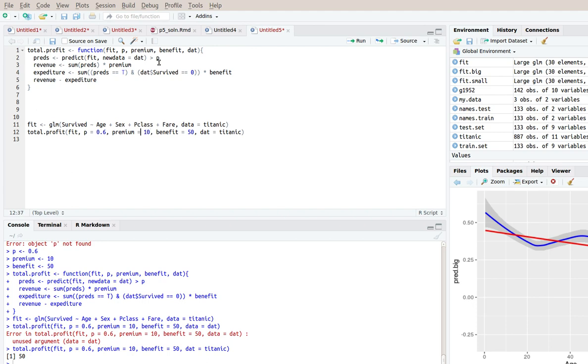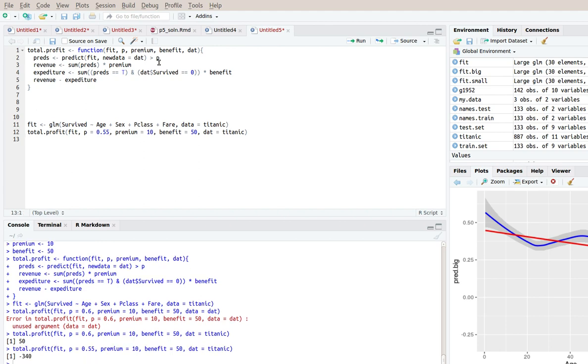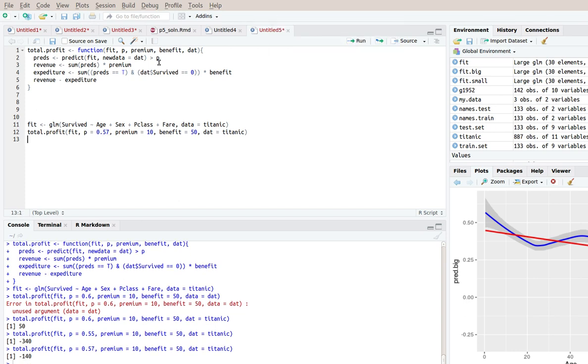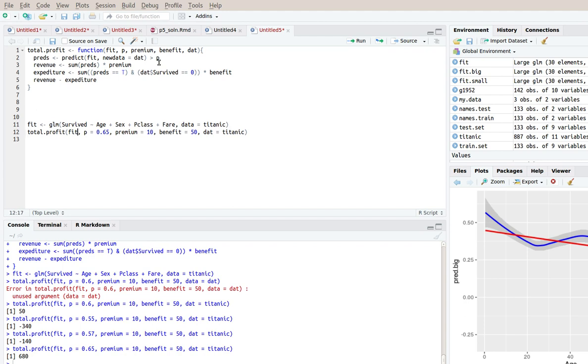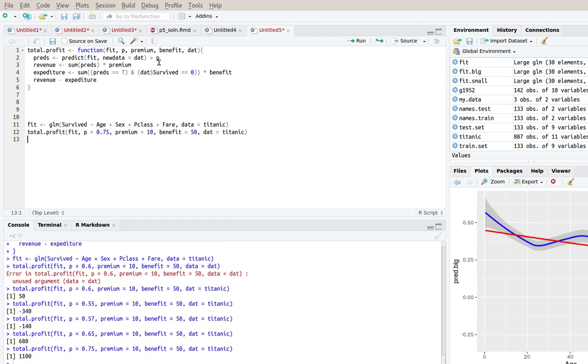Would it make sense to say P equals 0.55? Are we going to get more? And the answer is no. If we make P equal 0.55, we're really going to lose. What about if we make P equal 0.57? No, we're still losing. So what about 0.65? Oh, now we're making a nice profit. So you can just play around with those values and see what makes sense. Of course, nothing really will make sense because you just don't sell insurance to people who are going on a cruise that you know is not going to end well.